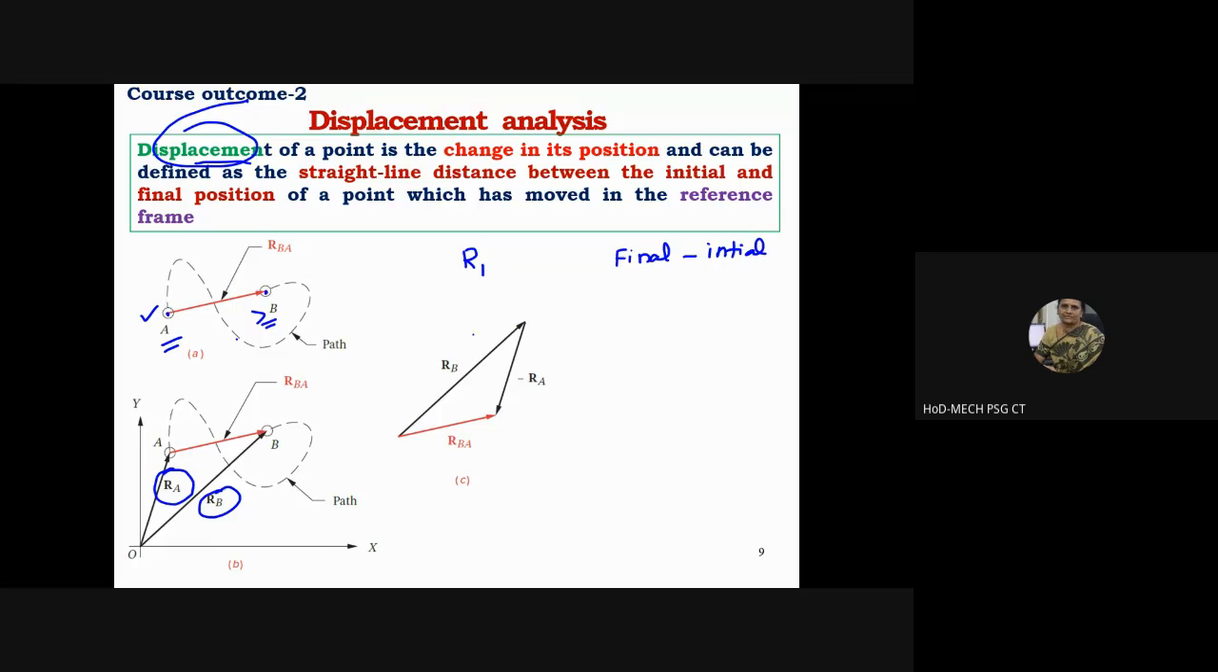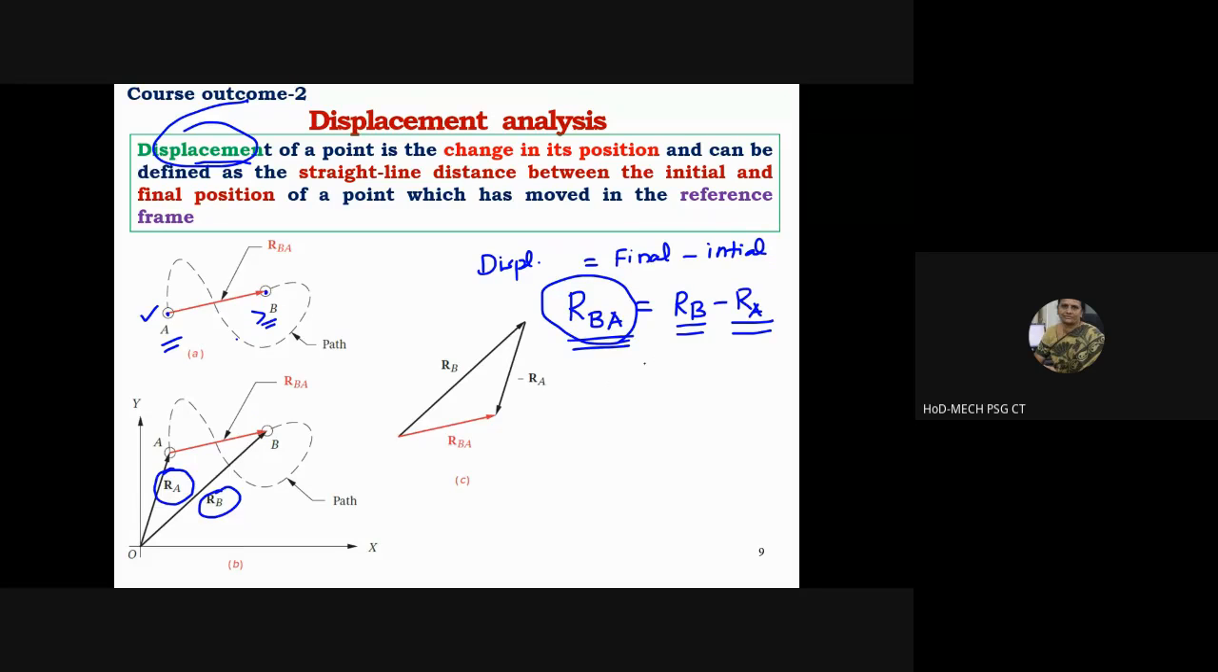Will give you the displacement. So the displacement vector is represented as R. Final position to initial position is RB minus RA. So the displacement is defined as the distance between the final position and the initial position, and it is written as RBA. The final position is RB and the initial position is RA. So this is called a displacement vector.